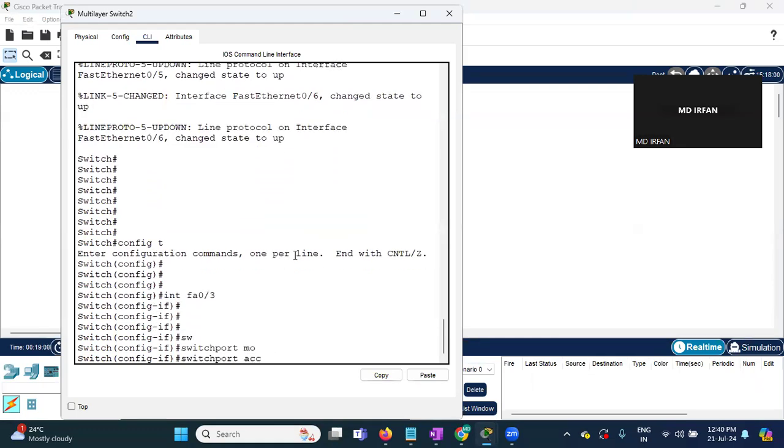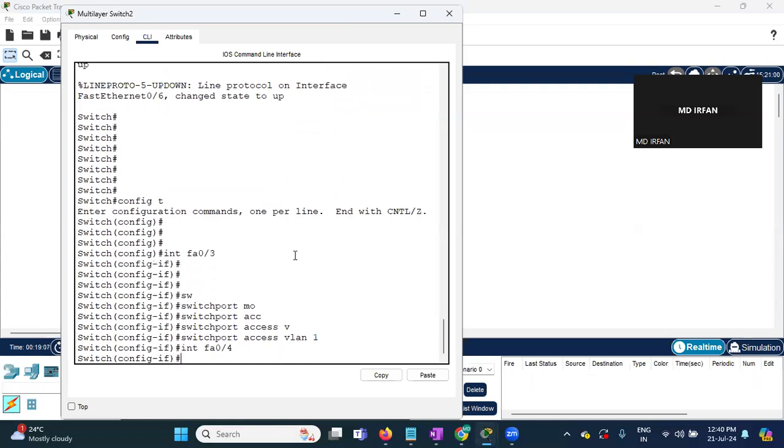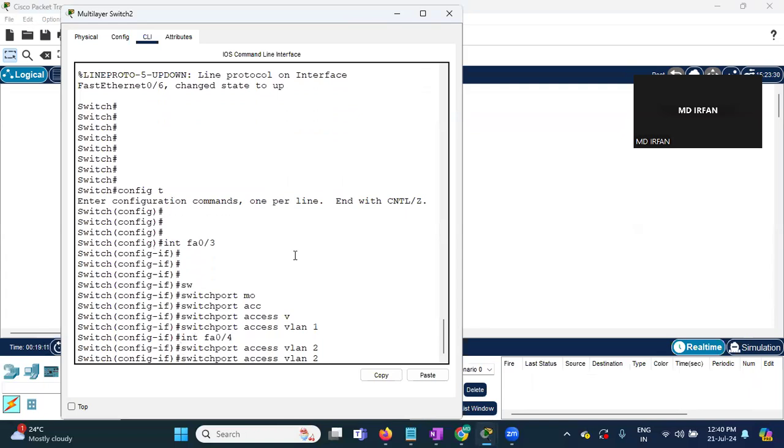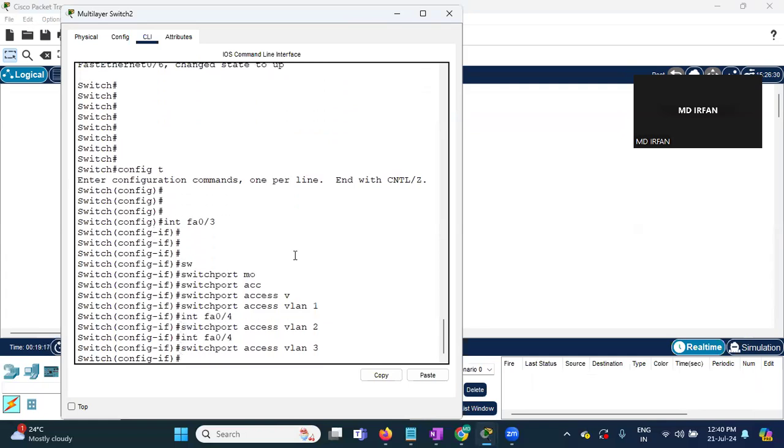Switchport access VLAN 1. That is the default one. Then again we have section 4. Switchport access VLAN 2. Then we have 4. We have VLAN 3. Then we have 5.